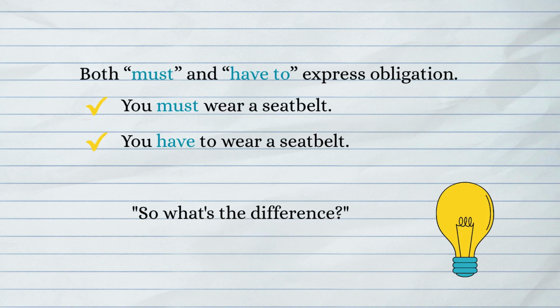What do they have in common? Both must and have to express obligation. For example, you must wear a seat belt, or you have to wear a seat belt. So what's the difference between these two examples?